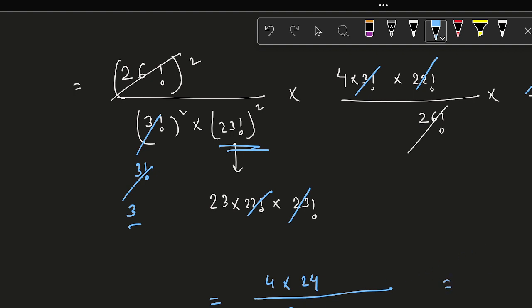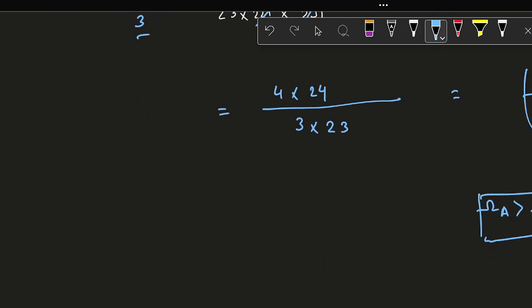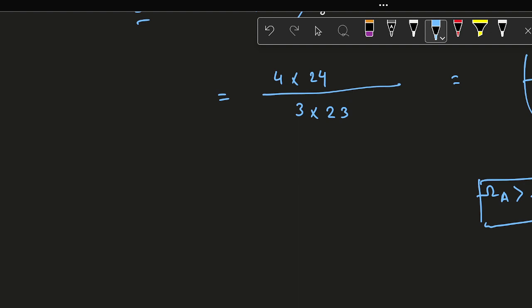So multiply, 96 by 69. So this is our omega A by omega B. Now without doing anything else, you can see that 96 by 69 is greater than 1. Because the numerator is greater than the denominator, omega A will be greater than omega B. The number of microstates to arrange Alice's cards will be greater than the number of ways to arrange Bob's cards.